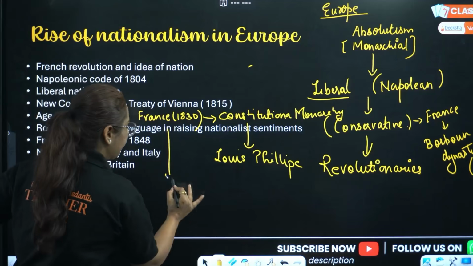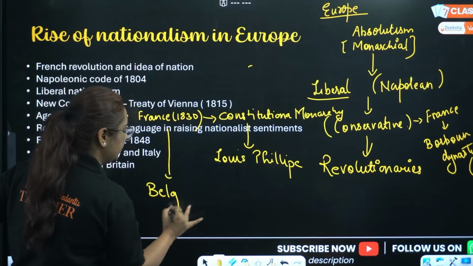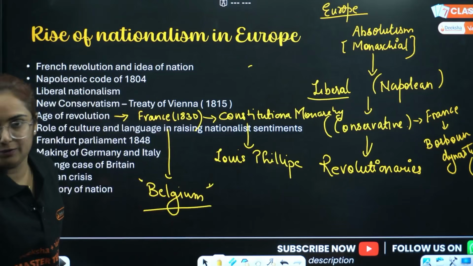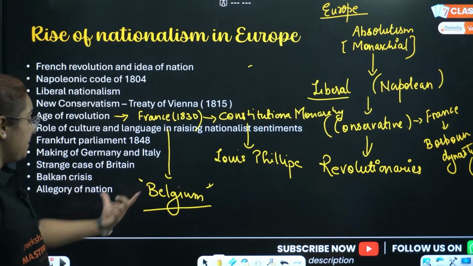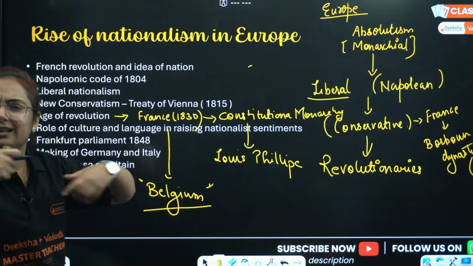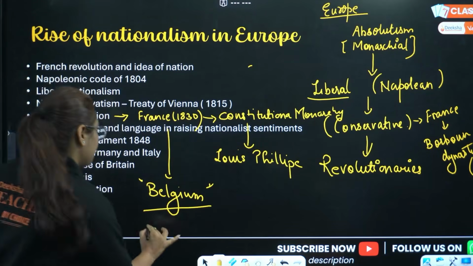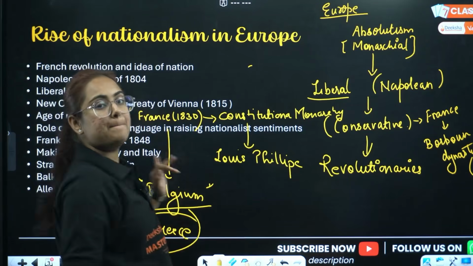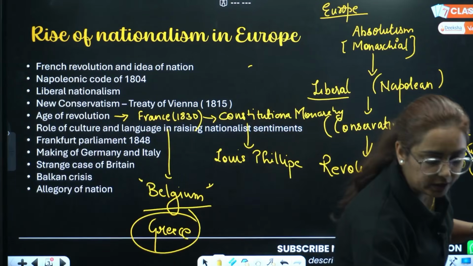What happened? After France, the same type of revolution was seen in Belgium. This July revolution sparked, right? Belgium got separated from the United Kingdom of the Netherlands, and then we have seen the same in Greece, which was a part of the Ottoman Empire for many long years.